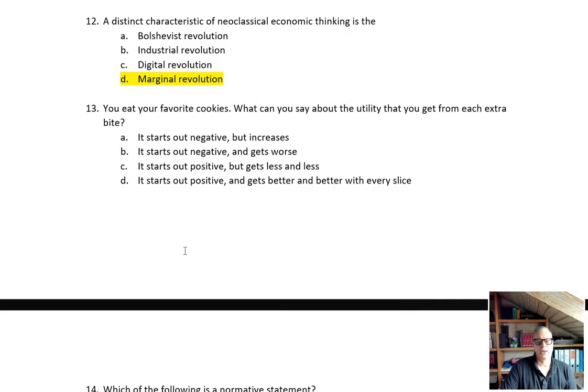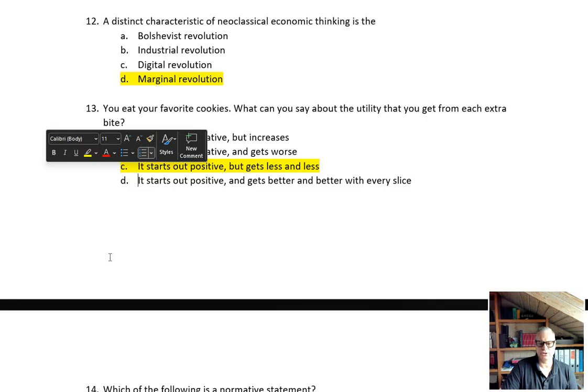Okay, 13. You eat your favorite cookies. What can you say about the utility that you get from each extra bite? Okay, just think about being super hungry and craving a cookie, and now you have a cookie. So how does that feel, that first bite, compared to the, I don't know, third cookie, a fourth or fifth cookie? It starts out negative but increases? No. It starts out negative and gets worse? No. It starts out positive but gets less and less. Yes, this is the law of diminishing marginal utility.